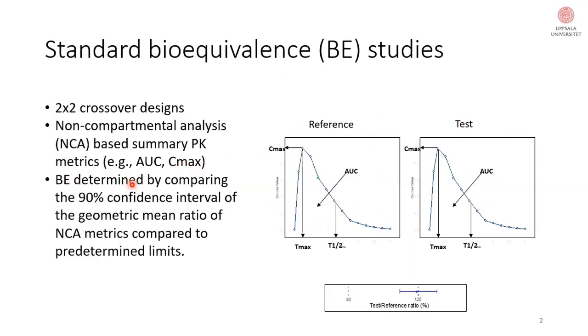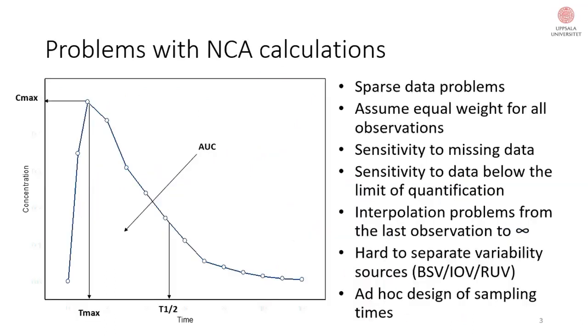For each individual, you take the ratio and then you compute a geometric mean, and then you can compare to some predefined limit. Now, there can be a number of problems with these NCA-based bioequivalence procedures. One problem is with the NCA calculations themselves.